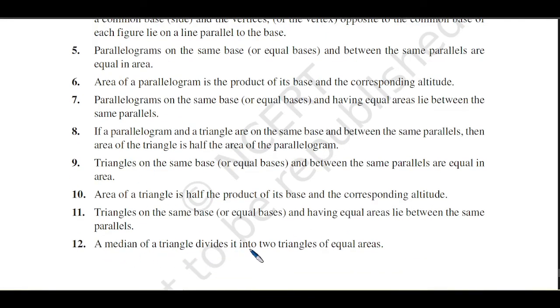A median of a triangle divides it into two triangles. We have seen that the median is a line which you draw from the apex to the midpoint of the opposite side of the triangle. So it will bisect it into two triangles of equal area.